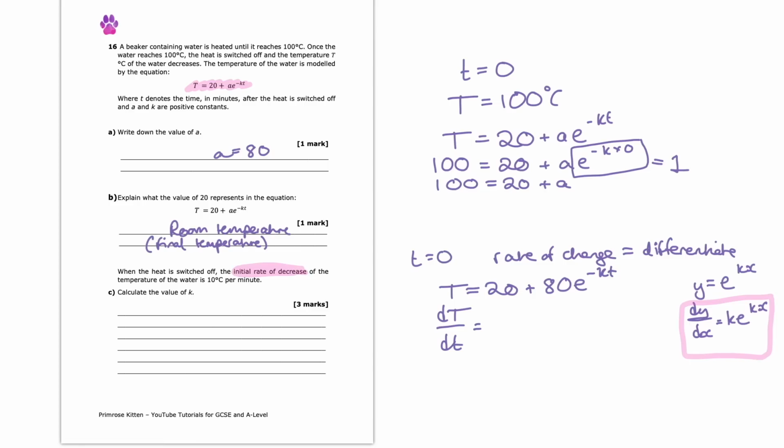So let's differentiate. So we've got 20, that's just a constant. We're taught that constants differentiate just to leave us with 0. And then the next bit is the bit where we can use this rule, okay? So this is going to make minus 80k, because we're going to times by that factor of minus k. So 80 times by minus k is minus 80k, e to the minus kt. Remember, with exponentials, the power doesn't change, okay? They're different to polynomials.